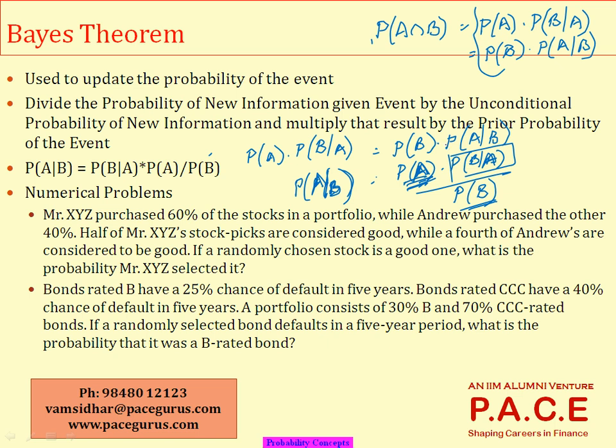So what it is saying is, divide the probability of the new information given the event by the unconditional probability of the new information, which is P of B. Take the probability of B given the original event A, and multiply the result with the prior probability of the event, which is P of A, the existing probability of A, before the occurrence of B.